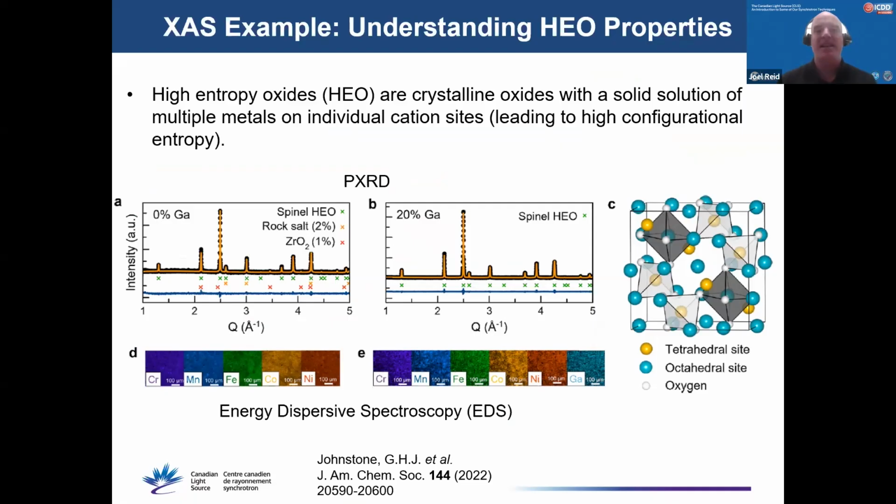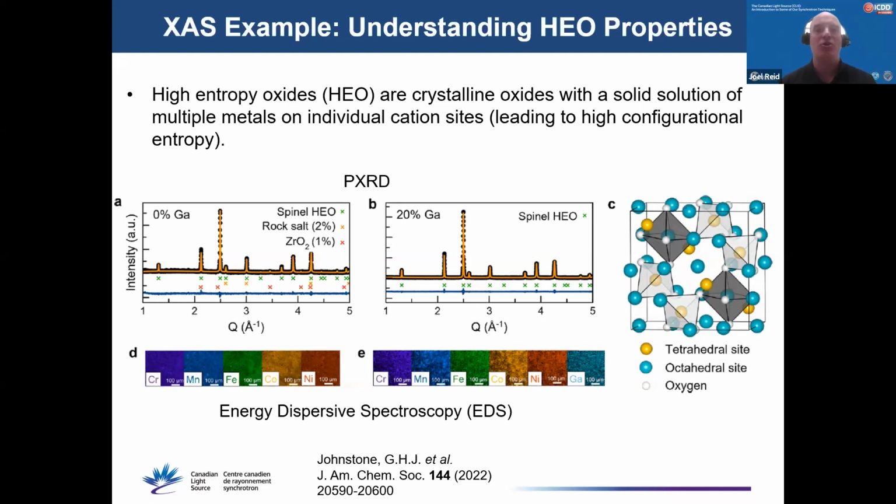This is a second example, and this is a soft XAS materials application. High entropy oxides are emerging materials for applications like energy storage and catalysis. They are interesting materials because they incorporate multiple metals on individual cation sites, which can enhance their stability and also allow you to tune their physical properties.